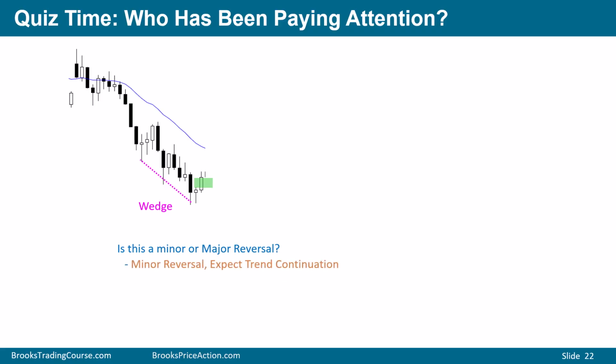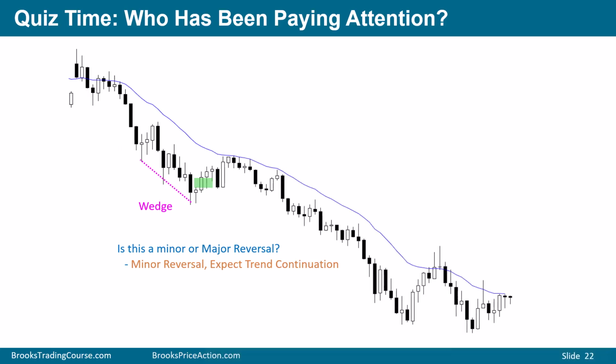If you answered minor reversal, you were correct. A lot of bars below the moving average. The channel is rather tight. We have a series of negative gaps or open gaps here, here, and then up here. This is a tight bear channel. And you can see it led to lower prices.